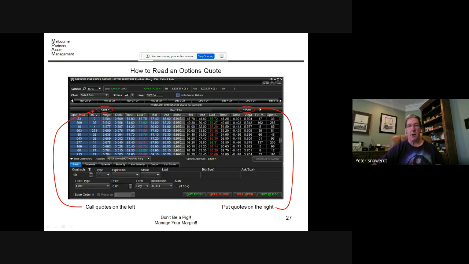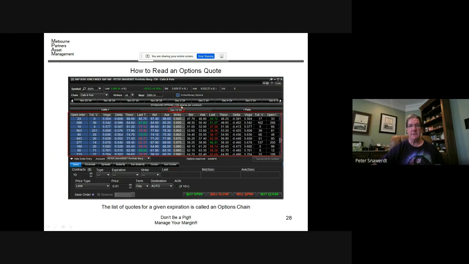In my experience, put options are always on the right. Call options are always on the left, always. In fact, if I was to come across an options trading screen that had that inverted, I would probably screw up. I've never seen it be anything other than this.